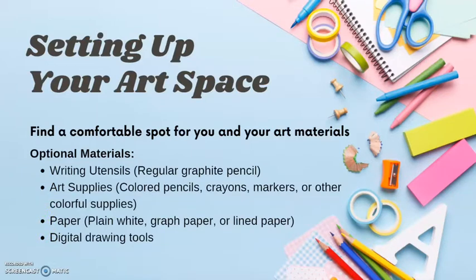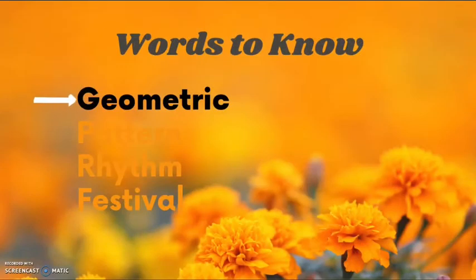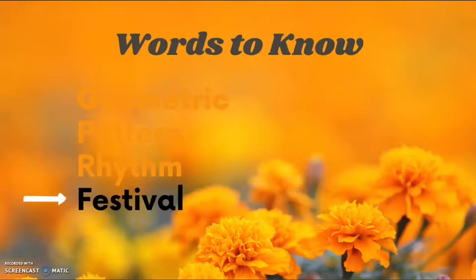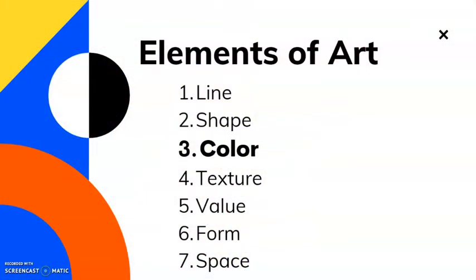Now, this lesson is in 2 parts. This part is going to be on the computer, but the next time you have art class, you should be in the classroom. Words to know. Geometric, pattern, rhythm, festival.